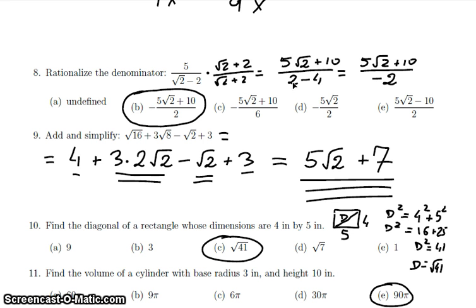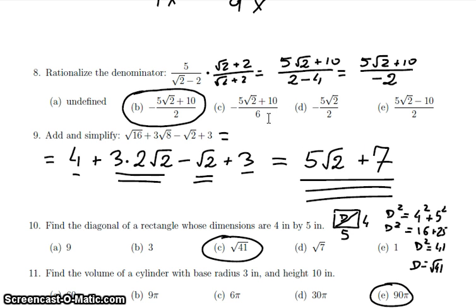So square root of 2 squared is 2. And then minus 2 squared is 4. In the numerator, you multiply 5 and square root of 2, and then plus 5 times 2, which is 10. And in the denominator, you have 2 minus 4, which is negative 2. So it's definitely not part A.